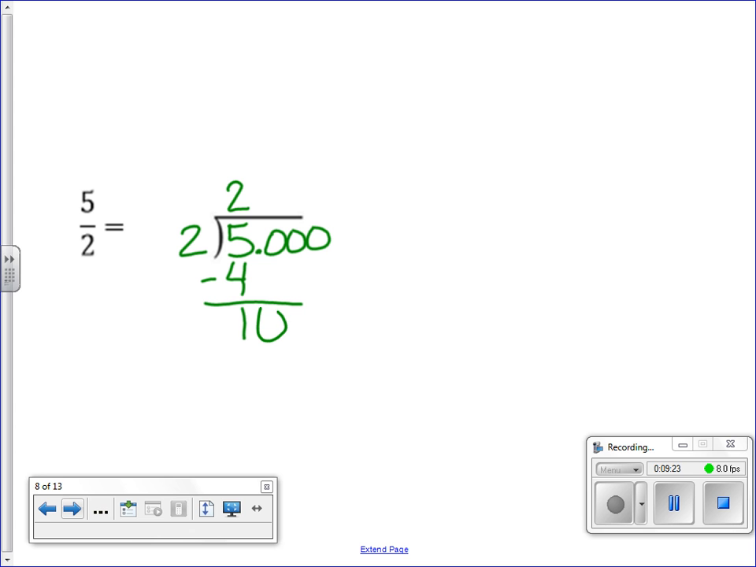Okay, we're going to bring down the 0. And we also have to bring up our decimal. 2 goes into 10, 5 times. 5 times 2 is 10. Okay, so we're done. So the answer to this problem is 2.5. So 5 halves is the same thing as 2.5. You can go ahead and pause the video here if you need to.